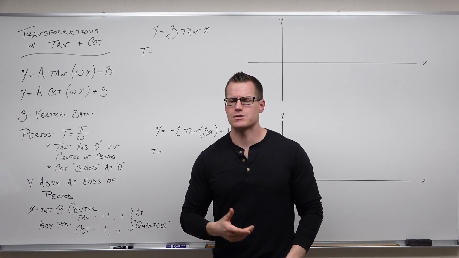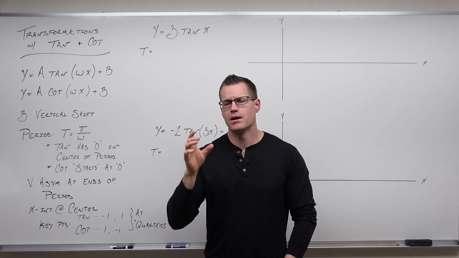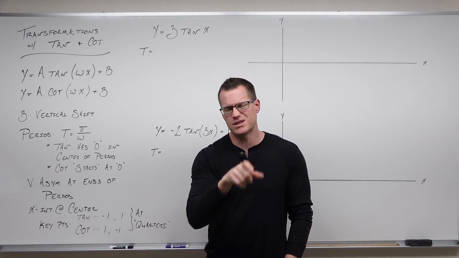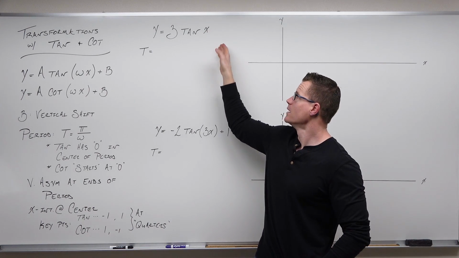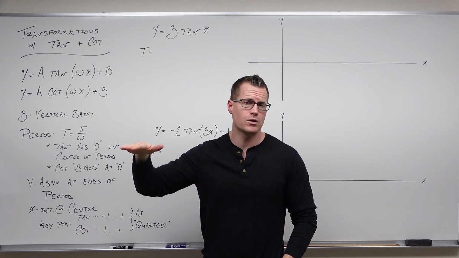3 tangent of x. So the first thing we're going to identify is, do we have any sort of a vertical shift? Vertical shifts have to happen at the end of your function, so after your function happens, in the add or subtract. So we don't have one. There's nothing being added or subtracted, which means that our x-axis is where we're going to put our period.